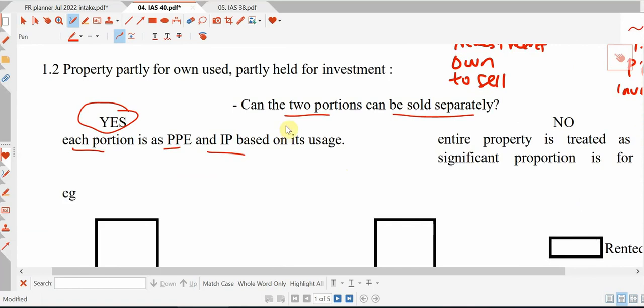So you might probably look at a double entry like this. So we're going to debit the PPE, debit the investment property, and credit bank when we acquire the building. So initially, we already split the classification into two.